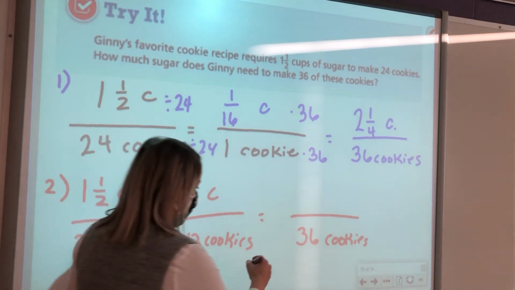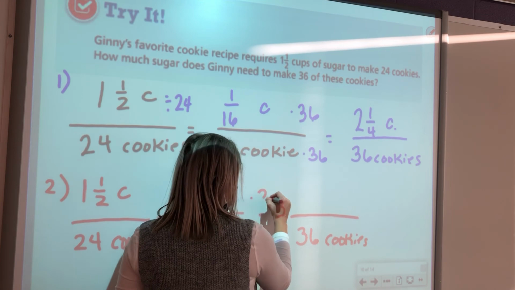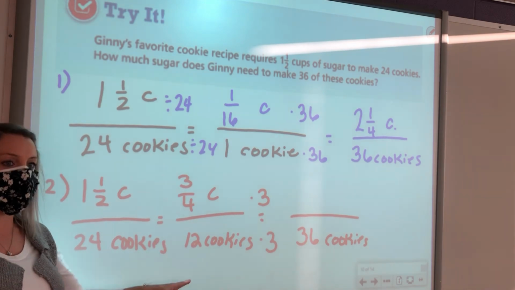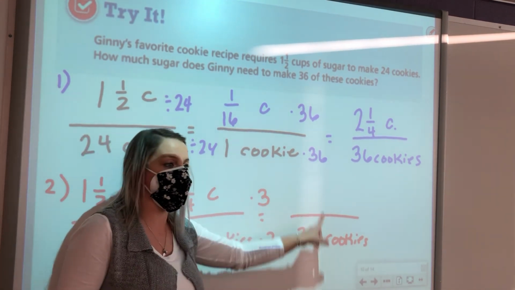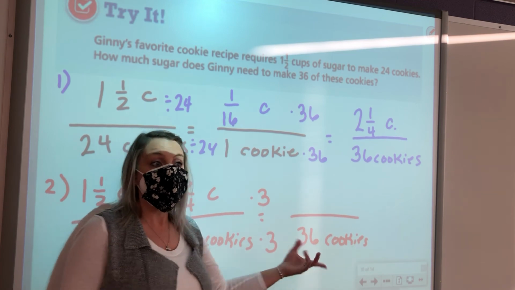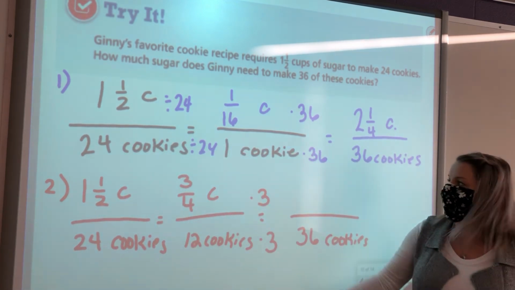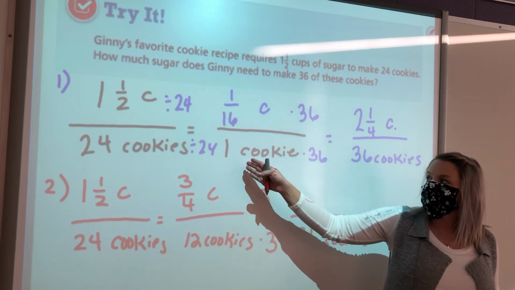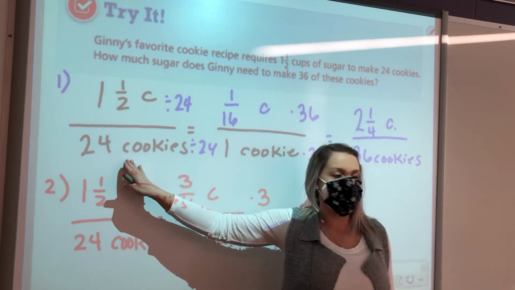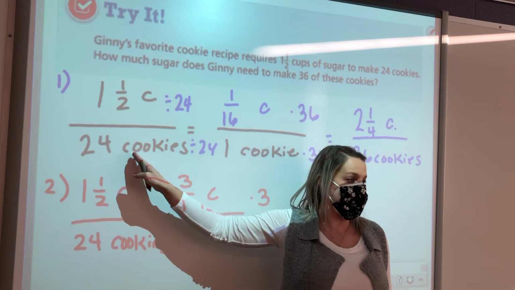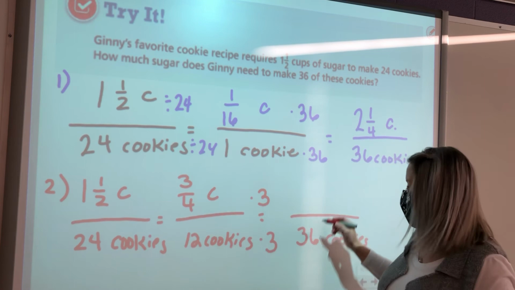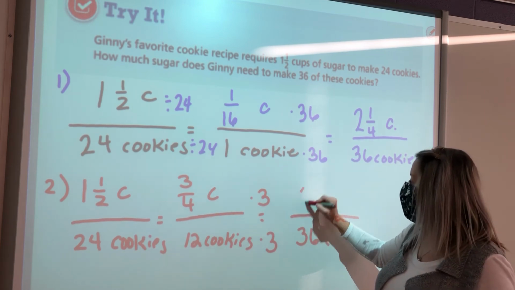Okay. So can I ask you a question? Did we really do anything different between this method and this method? No, this one we got down to a dozen and then went back up to 3 dozen, which is basically what we did. We could change 24 into 2 dozen, which is exactly the same thing we're doing here. Okay? Anyone have any other ideas?